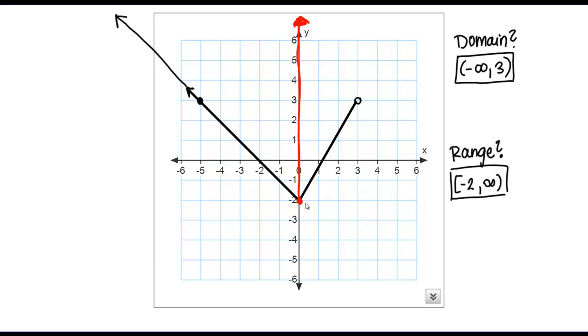Okay, so once again, the range, that is all the y values that I see represented on my graph here. So that's how to think about domain and range graphically, but let's look at a few examples where we need to determine domain and range algebraically.